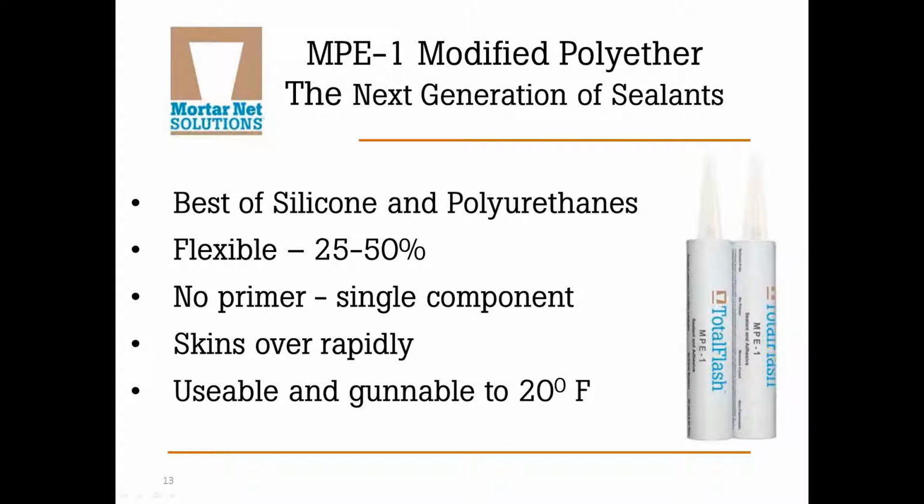MPE1 doesn't need a primer and is a 1-part sealant, so it can be used right out of the tube. Now, because very little moisture is required to trigger rapid curing, it can be used in dry climates, plus moisture contamination doesn't cause outgassing damage like it can with some urethanes. It skins over rapidly, and it's virtually unaffected by rain. It can be applied in temperatures as low as 20 degrees Fahrenheit, and it has excellent gunability, even at low temperatures.